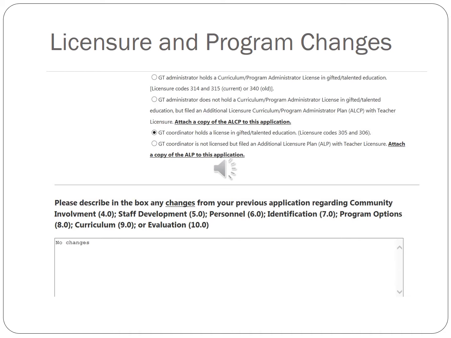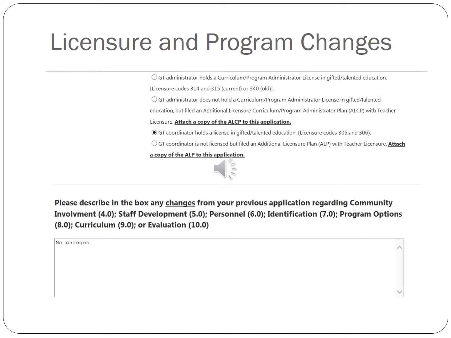Below you will find a place to indicate the licensure of the GT coordinator. Most GT coordinators hold the 305-306 GT licensure, but the newest licensure code is 289. If you're teaching under an ALP, a copy of the additional licensure plan should be uploaded here. Be sure the document uploaded is actually an ALP.